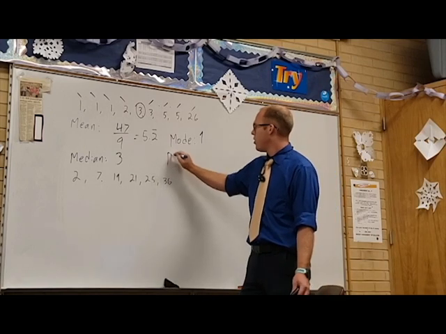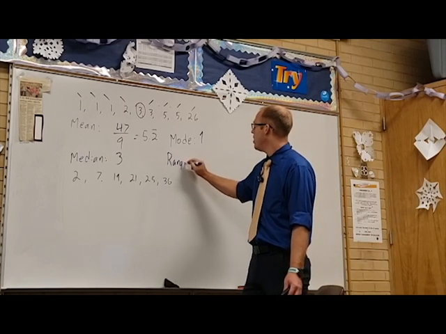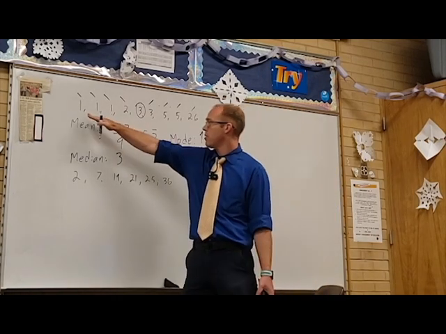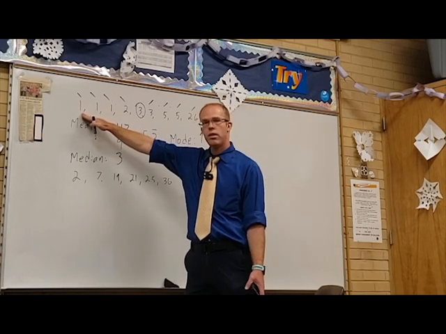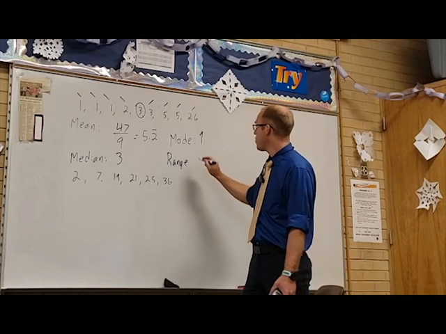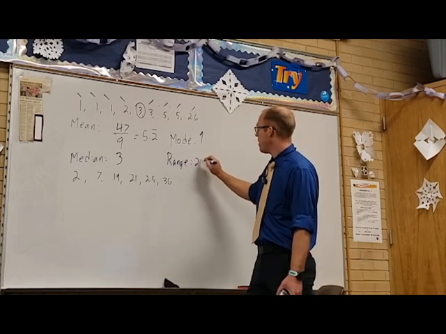And the range, we're going to take our largest number and our smallest number and figure out how far they are. That's just 26 minus 1 in this case. 26 minus 1 happens to be 25.